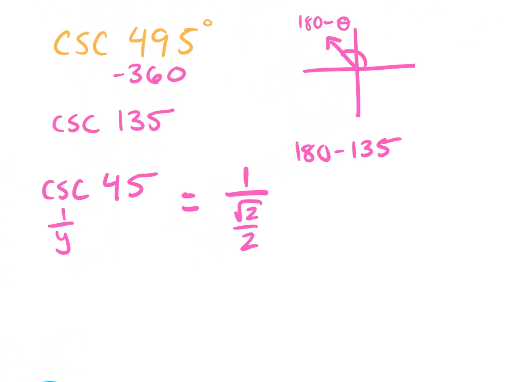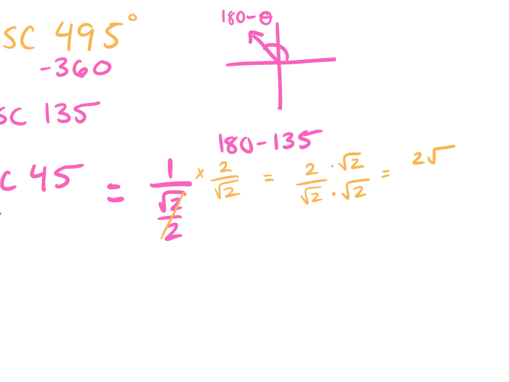What do we do when we have a fraction and a fraction? Keep, change, flip. Keep the top, change to multiplication. We're going to flip the bottom to 2 over square root 2. So we get 2 over square root 2, but we have to rationalize, so multiply the top and the bottom by square root 2. We get 2 square root 2 over 2. Can we simplify this anymore? The 2's cancel, so what are we left with? Square root 2.